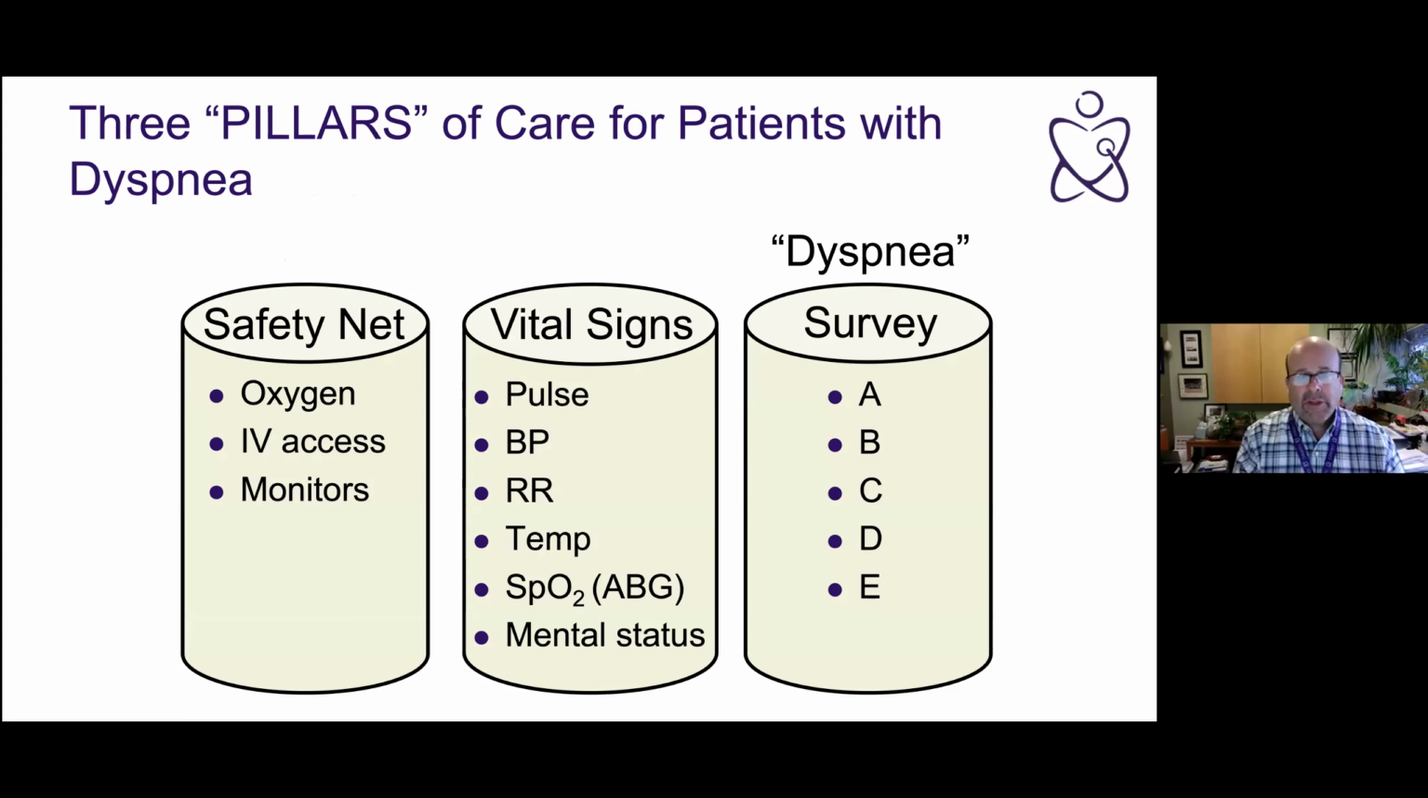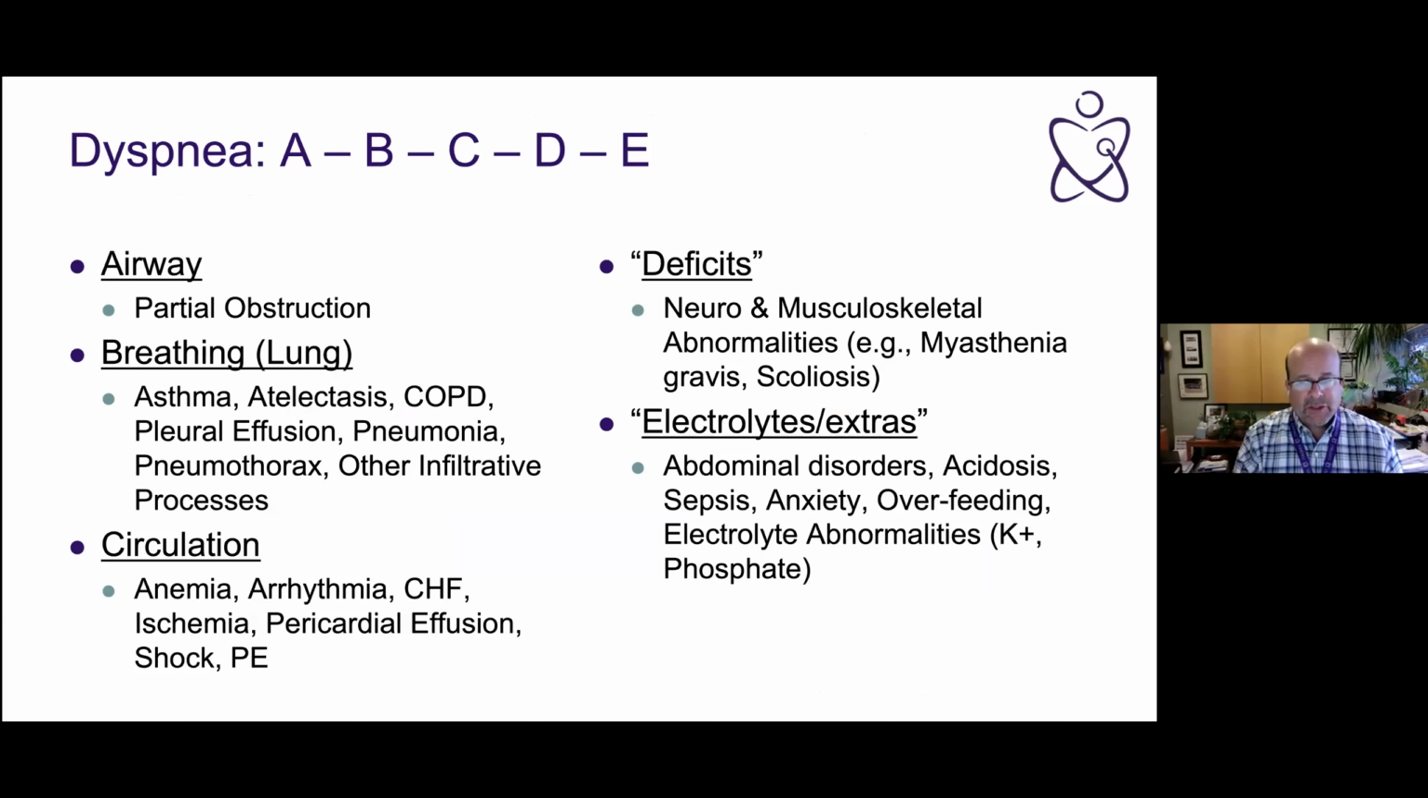Make sure that you get all your vital signs, including assessing oxygen, so a SAT, and maybe a blood gas, but a SAT. And then mental status. Please include mental status when you're thinking about people with dyspnea. And then you're going to run through your dyspnea survey, A, B, C, D, E. So safety net, assess vital signs, and then go through your dyspnea survey.